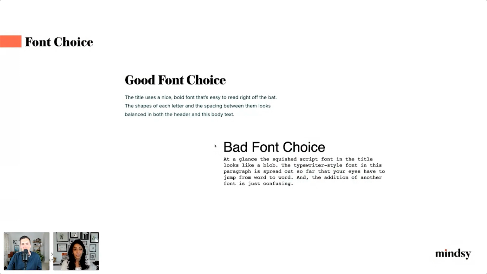The second thing I already mentioned is the font choice in the exercise we did. Good font choices are bold fonts that are easy to read, with a good shape of the letters and good spacing between them, and they look more balanced, and work especially well with headers. And if you look at the bottom, the bad font choice, especially the squished script font, is like a blob. It's like a typewriter style font, but it spreads out so far that your eyes have to jump word by word. So it's not an easy flow, and it's kind of confusing.